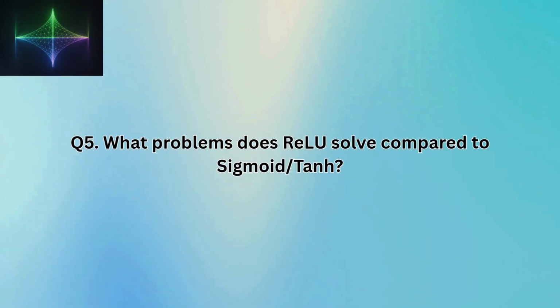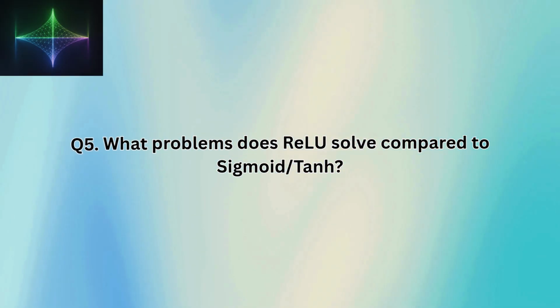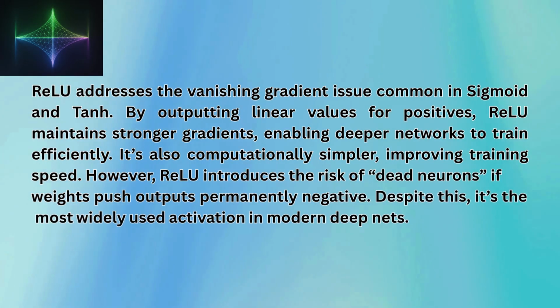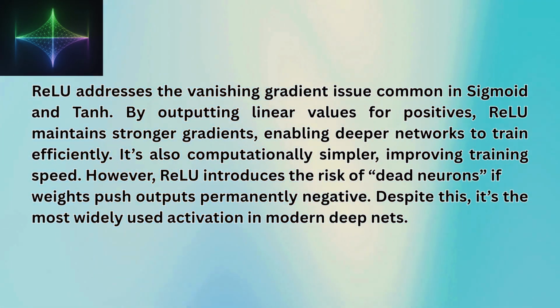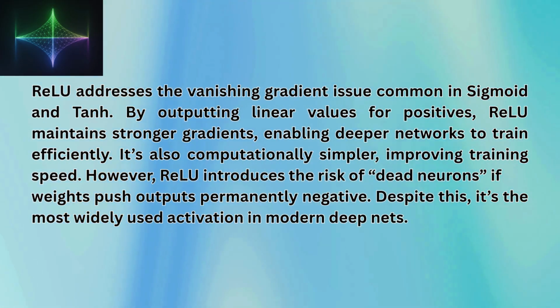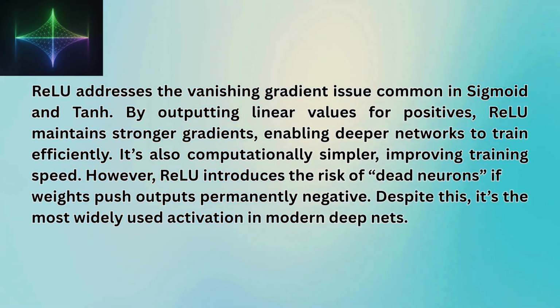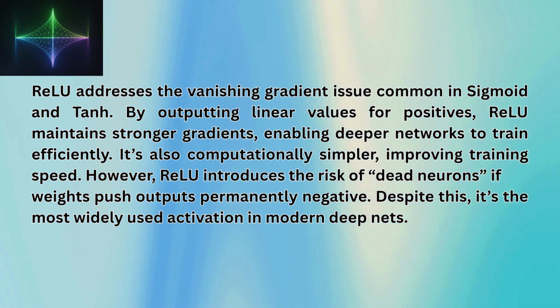What problems does ReLU solve compared to sigmoid and tanh? ReLU addresses the vanishing gradient issue common in sigmoid and tanh. By outputting linear values for positives, ReLU maintains stronger gradients, enabling deeper networks to train efficiently. It's also computationally simpler, improving training speed. However, ReLU introduces the risk of dead neurons if weights push outputs permanently negative. Despite this, it's the most widely used activation in modern deep nets.